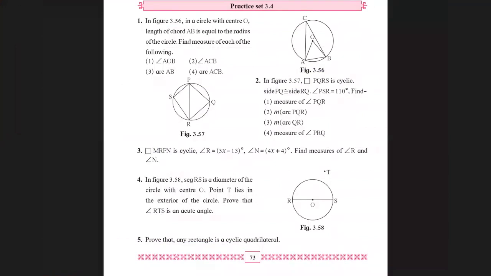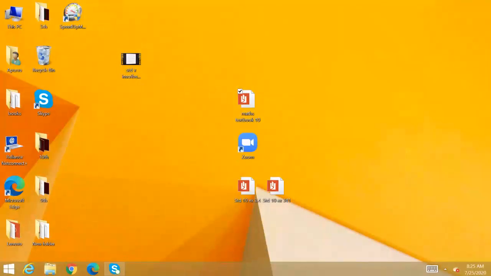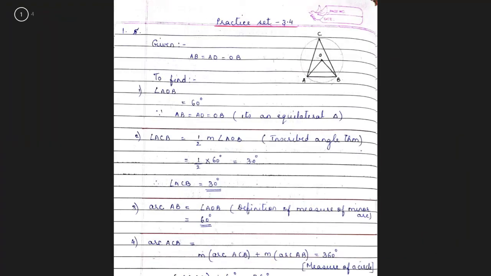So you are only given a circle with center O. There is a chord AB which is equal to the radius of the circle. Means what? The radius is OA or OB. So you have a triangle AOB wherein OA equal to OB equal to AB. So if all three sides of a triangle are congruent, what kind of a triangle does it make? It makes an equilateral triangle, right?